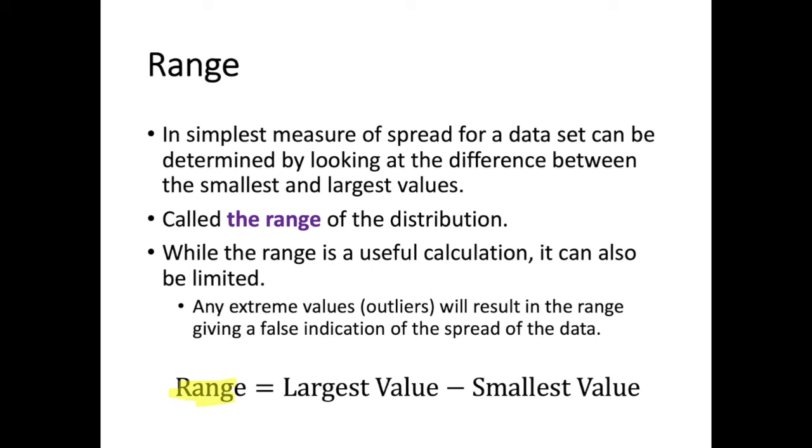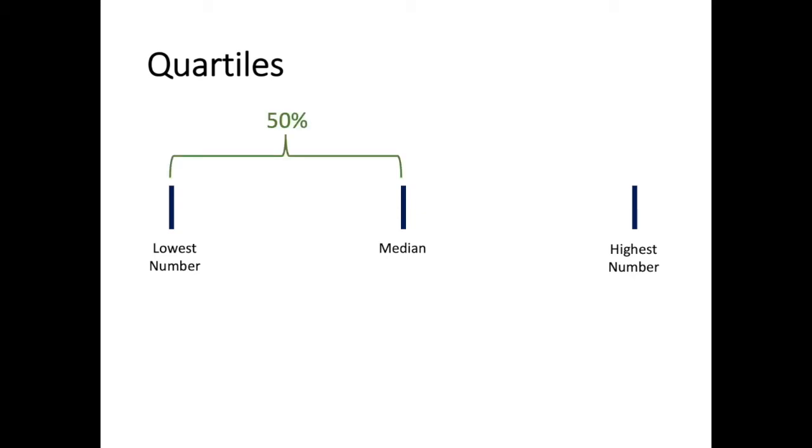In addition to looking at the range, we can also split our data set into quartiles. We should know that quartile means 4, so we're splitting our data set into 4. Starting off with the lowest and the highest values, we can split our data set in half, and halfway we know from our measures of central tendency is going to be the median. So the first 50% of the data is between the lowest number and the median, and the second 50% of data is between the median and the highest number.